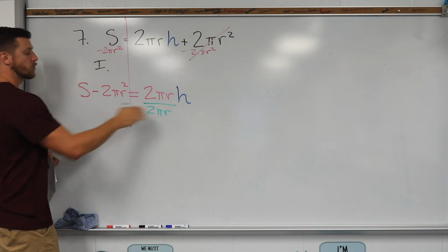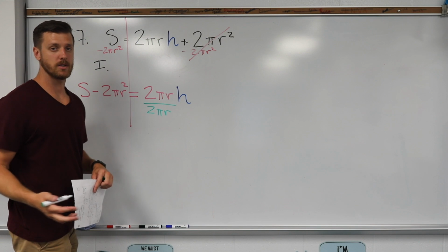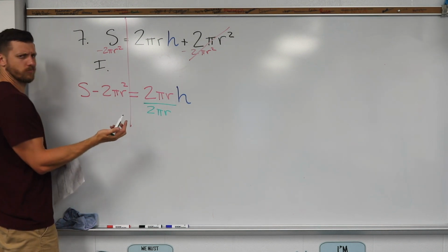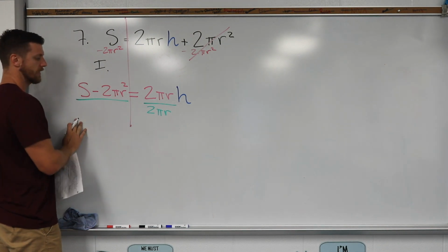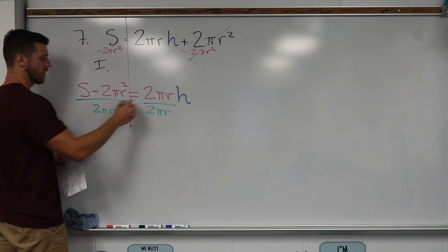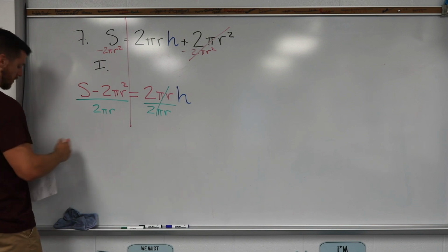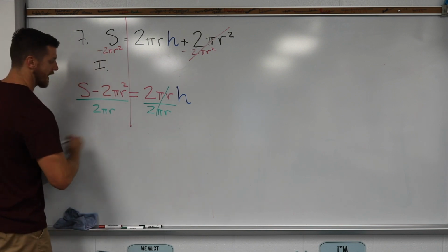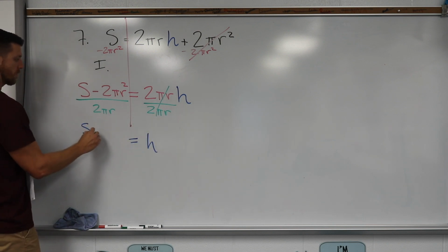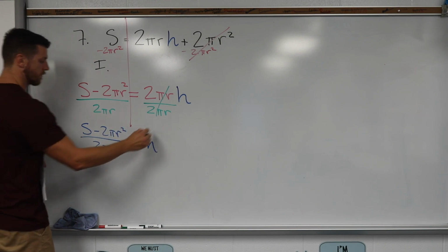Divide by 2 pi r. What you do to one side, you do to the entire other side. There's two ways to do this. You can do each term divided by 2 pi r, which gets kind of messy, or, for all I care, the entire side divided by 2 pi r. I like to use blue. So what is h now equal to? S minus 2 pi r squared, divided by 2 pi r.